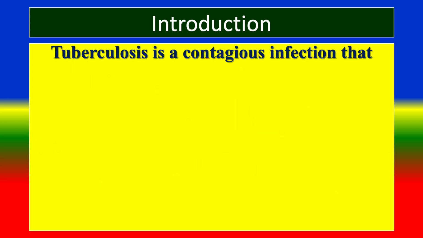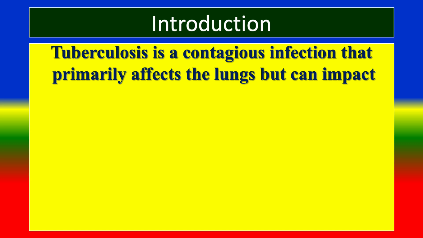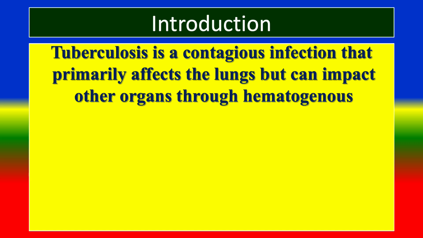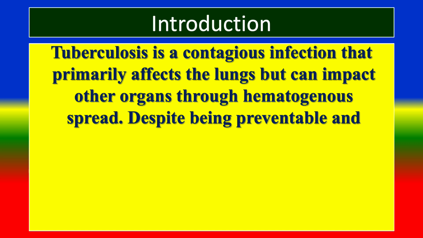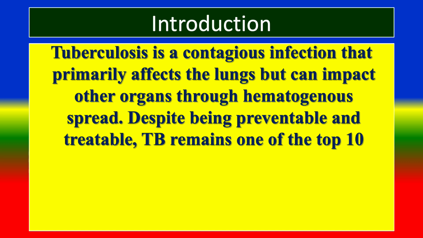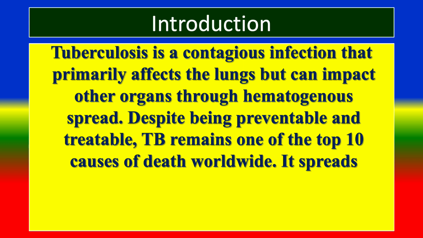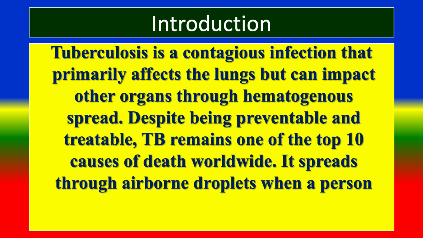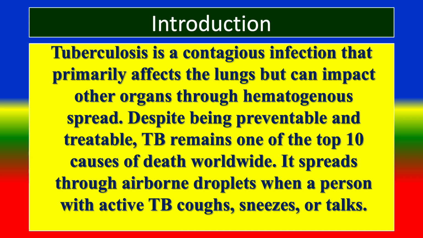Introduction. Tuberculosis is a contagious infection that primarily affects the lungs but can impact other organs through hematogenous spread. Despite being preventable and treatable, TB remains one of the top 10 causes of death worldwide. It spreads through airborne droplets when a person with active TB coughs, sneezes, or talks.